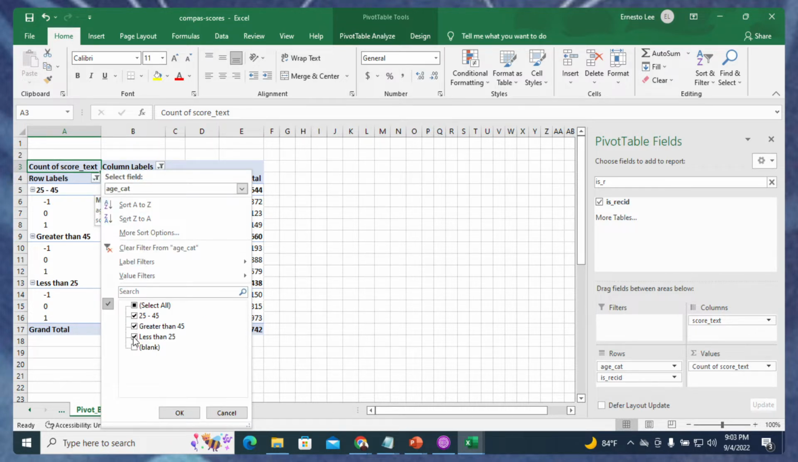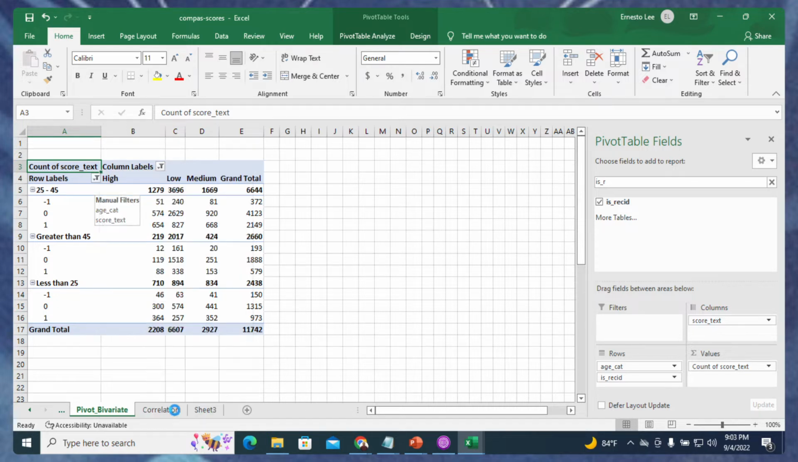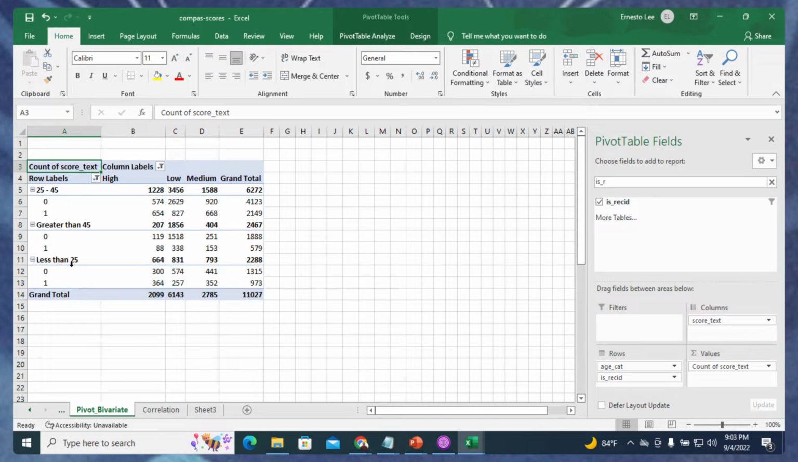Let me clean this up. I want to get rid of blanks. Okay, actually, let me look at the is recidivism field. I'm going to get rid of minus ones and blanks in the is recidivism field. Okay, so that's much cleaner. Okay, so let's take a look at this.